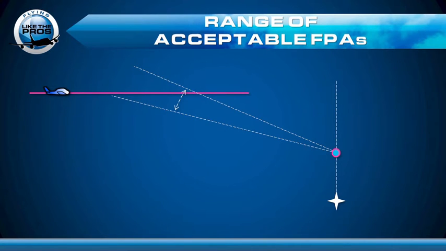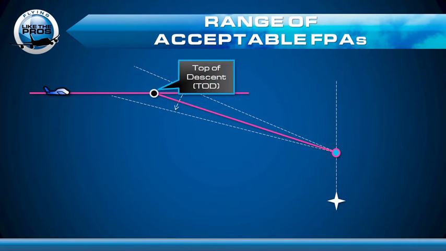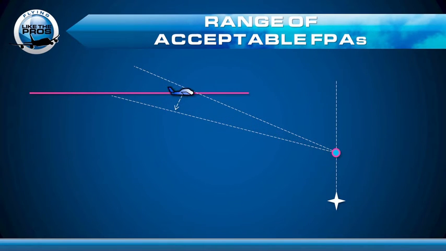Now, when the G1000 creates your vertical track, it first looks at your current position. If it is before the acceptable FPAs, it will create a vertical path with a top of descent. If you are within the range of acceptable FPAs, you will get an immediate descent. If you are beyond the range of acceptable FPAs, you will get no VNAV.